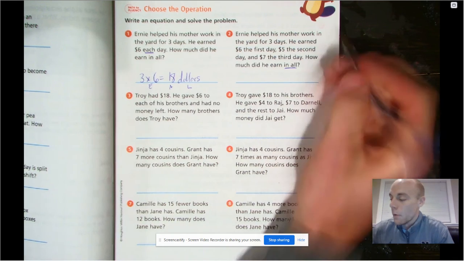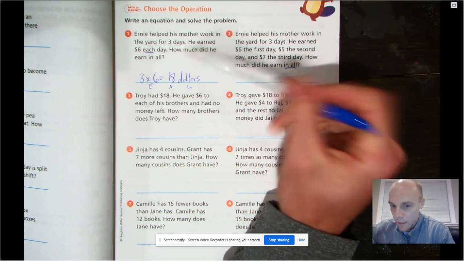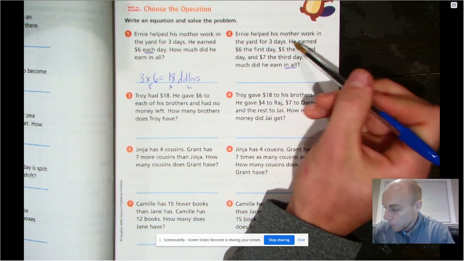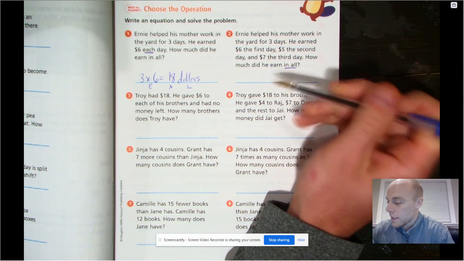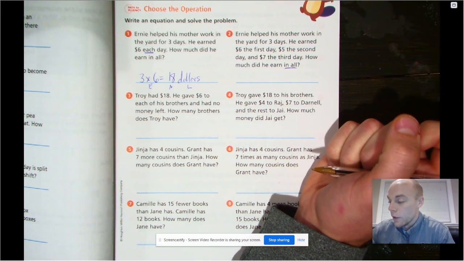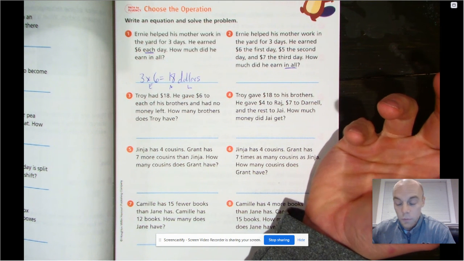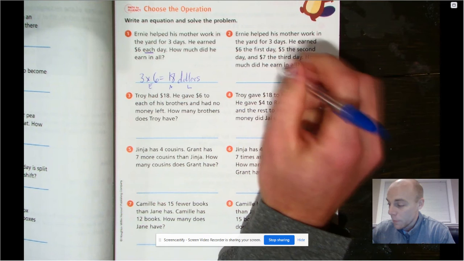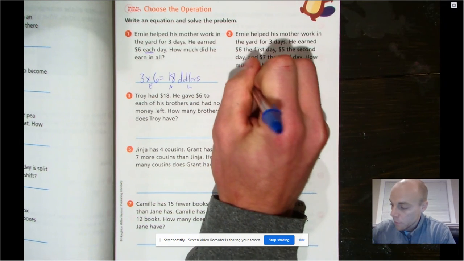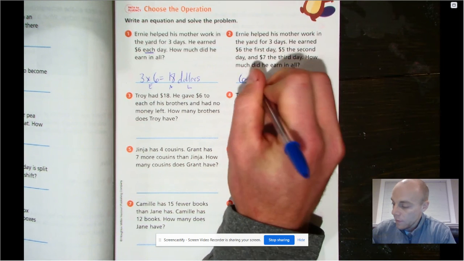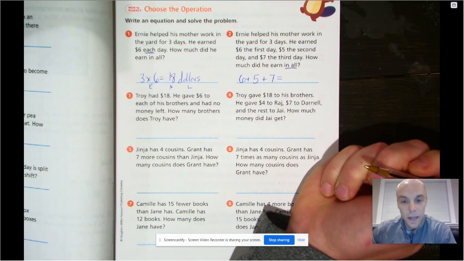So let's think about what this is actually saying. It says Ernie helped his mother in the yard work for 3 days, kind of like in the last problem. A little bit different here, a different amount each day. He earned $6 the first day, $5 the second day, $7 the third day. How much did he earn in all? So you're thinking to yourself, in all means addition for the most part. So you need to add these up because we need to figure out how much he has in all. So 6 for the first day, plus 5 on the second day, plus 7 on the third day. So you got to add those up.